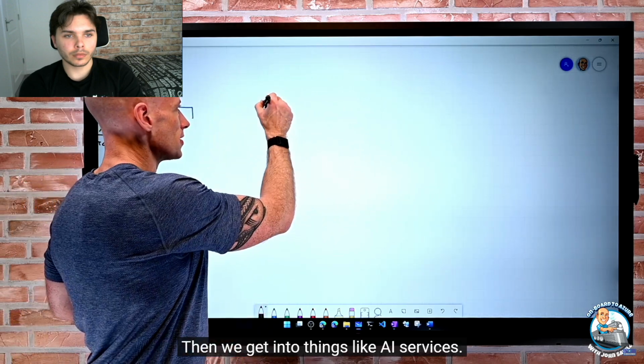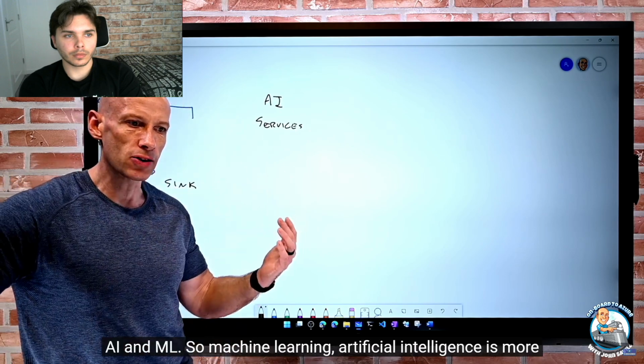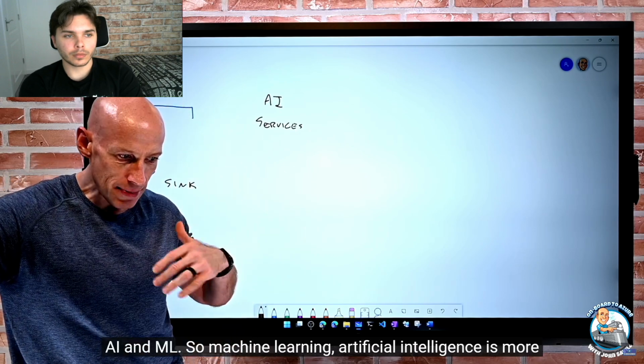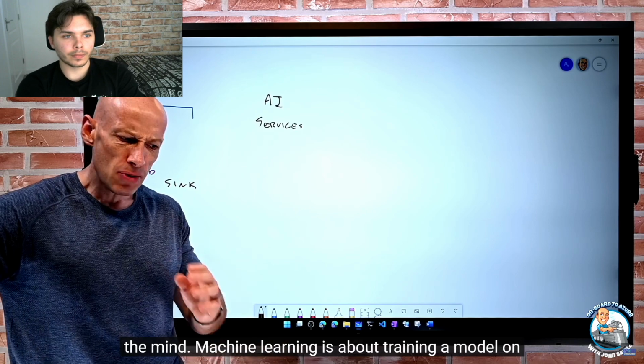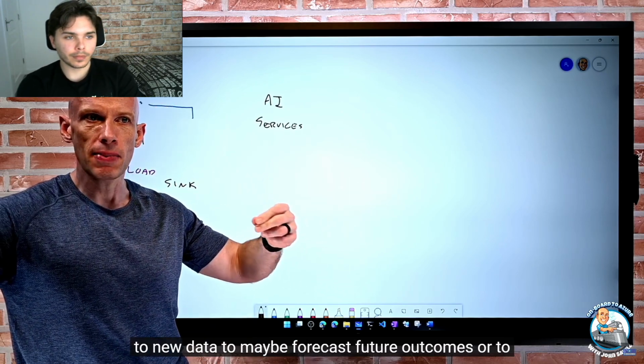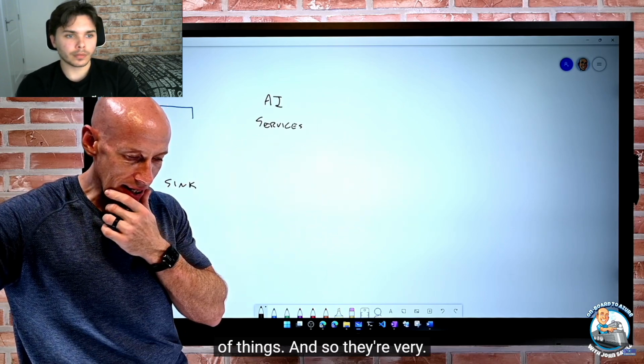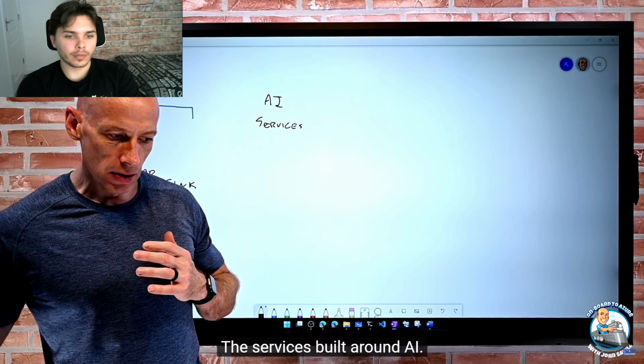Then we get into things like AI services. So we talk about AI, artificial intelligence. We talk about AI and ML, so machine learning. Artificial intelligence is more about the deep learning based on the neural network of the mind. Machine learning is about training a model on some existing data so it can then apply that model to new data to maybe forecast future outcomes or to understand something it's hearing or seeing or many other types of things. And so there are various services built around AI.